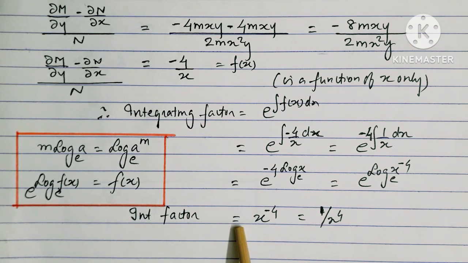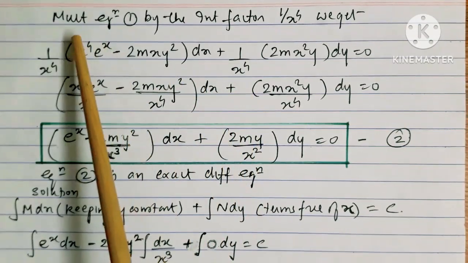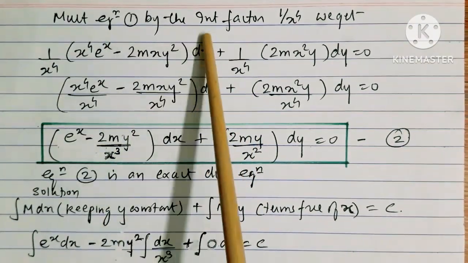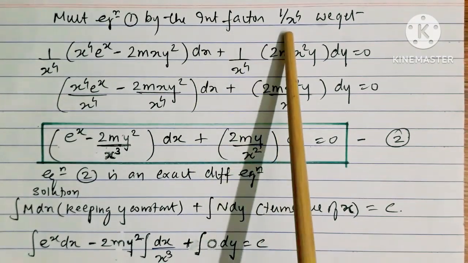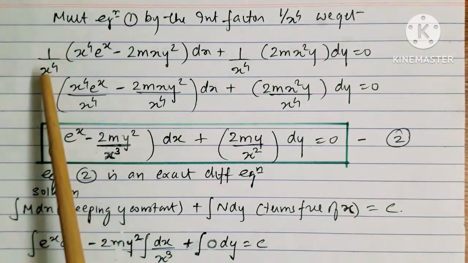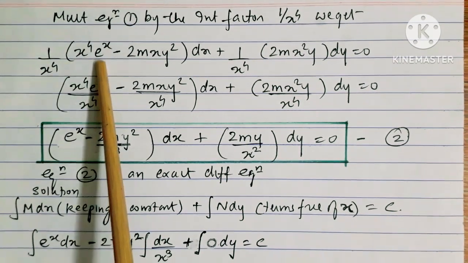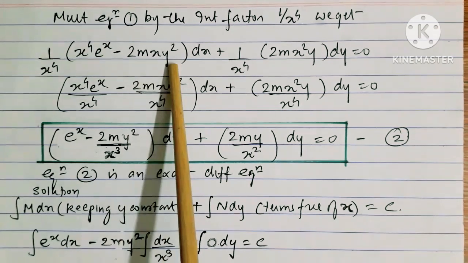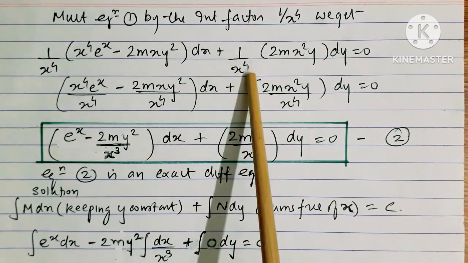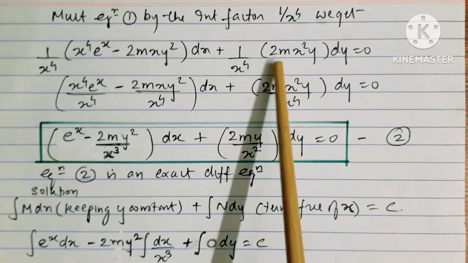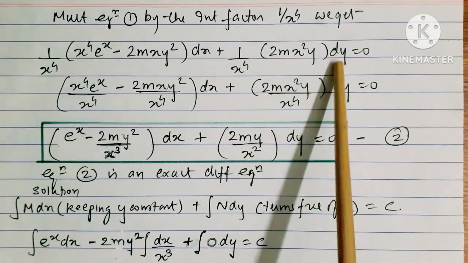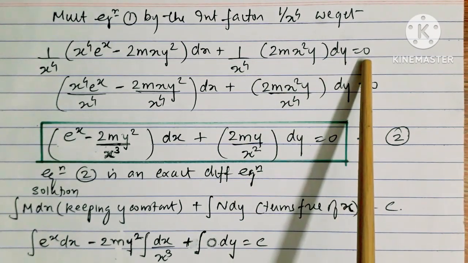So the integrating factor is equal to x raised to minus 4, which can now be written as 1 upon x raised to 4. Now, on multiplying equation 1 by the integrating factor 1 upon x raised to 4, we get 1 upon x raised to 4 into x raised to 4 into e raised to x minus 2m xy square dx plus 1 upon x raised to 4 into 2m x square y dy is equal to 0.